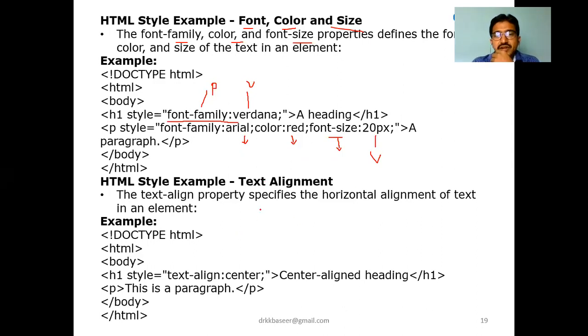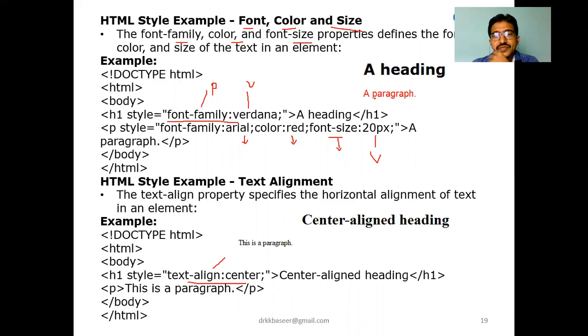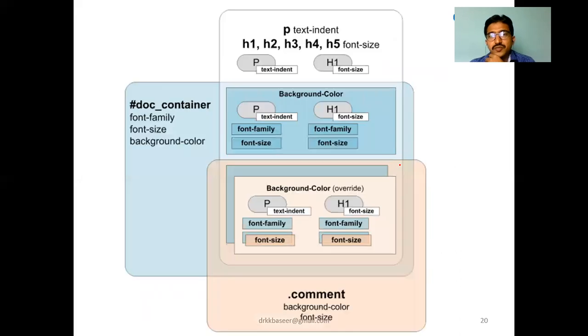Okay, so text alignment. Text properties also are there. For text properties, see text-align, text-align is center. This we can also use for text properties. Right. So these are some of the examples. See, if you are applying this, Verdana, a heading, a paragraph, the font size is 20, color is red and Arial. Right. And for this, center align, this is the H1, so center align, the text is centered. That is the output.